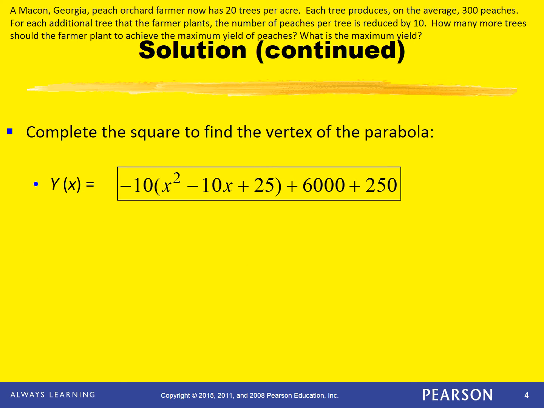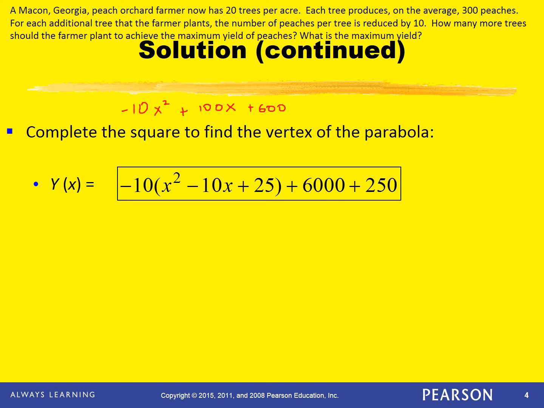Okay. We're going to complete the square to find the vertex of the parabola for negative 10x squared plus 100x plus 6,000.